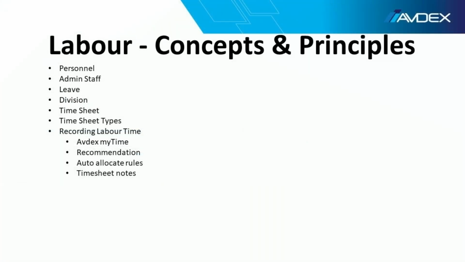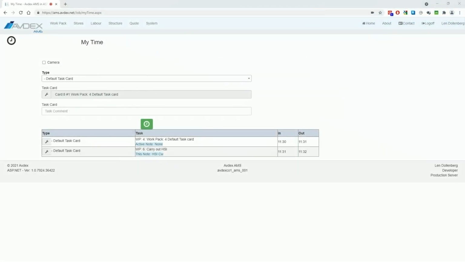Timesheet notes. Personnel can enter notes on the tasks performed. These notes will be reflected on a dedicated report in the WorkPack report. Care should be taken not to duplicate the same task note on any one task card. A note can be provided when a task is started. Should a note be provided when a task is ended, this will replace the original entered at the start time.